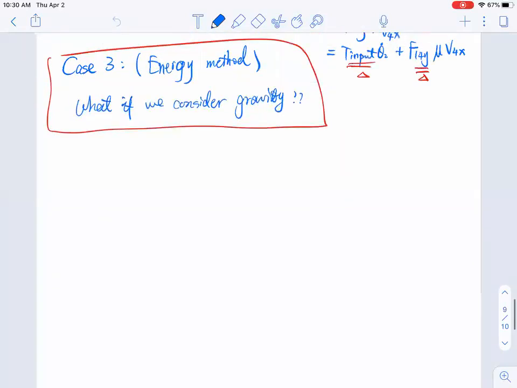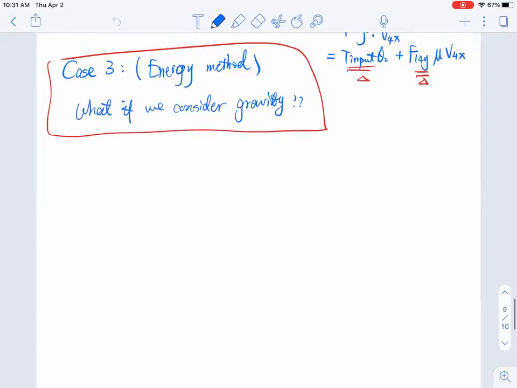First of all, I would like to go over the question we left behind in the previous lecture. So we have a crank slider. Let me draw the diagram again. I ask you to think about case number 3. What if we have gravity in the system and we want to use the energy method to find the driving torque of the system? Okay.